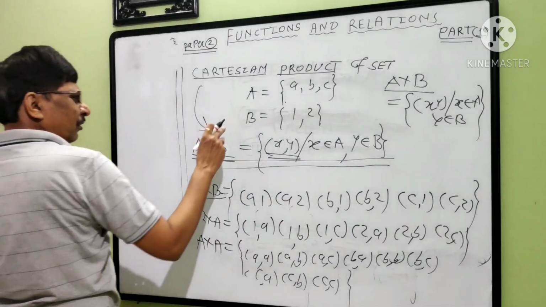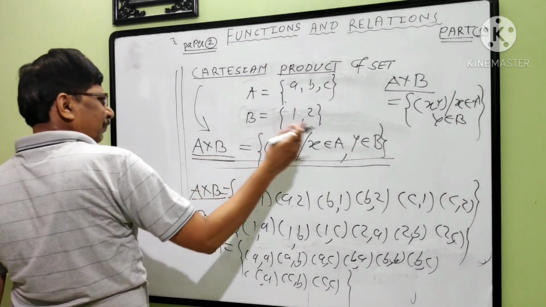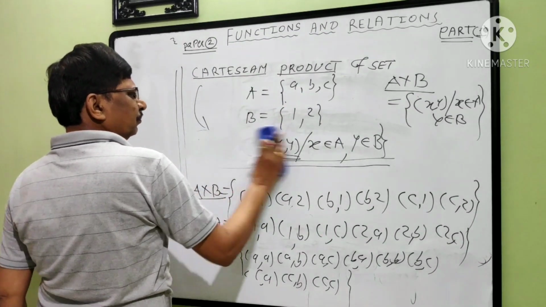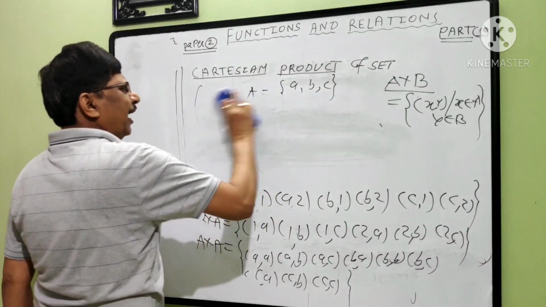You only have to write where A and B are two non-empty sets. Of course, the product will be non-empty if A and B are non-empty. Okay. Any doubt? I am going to rub.